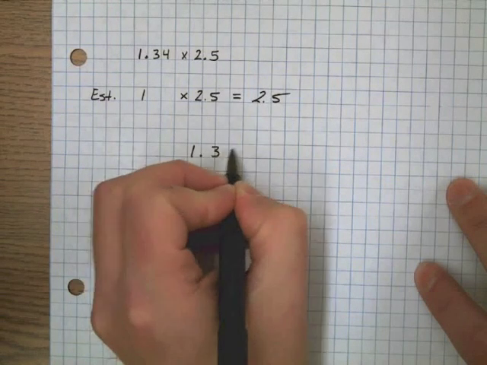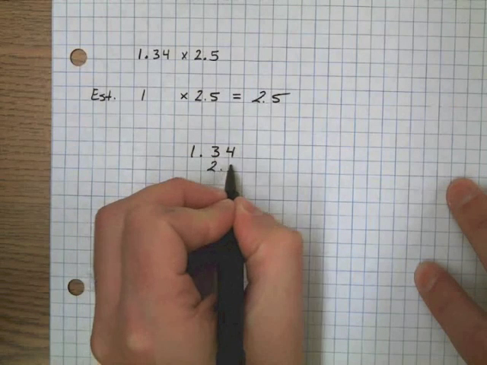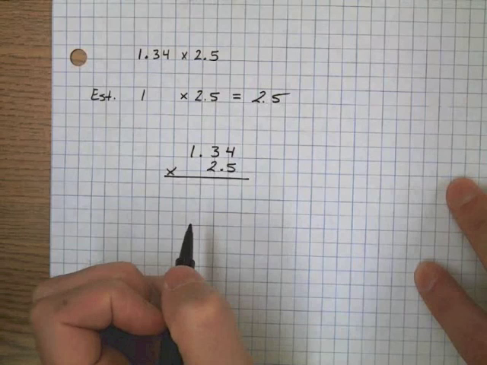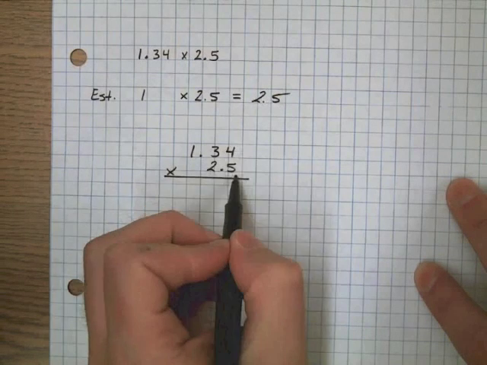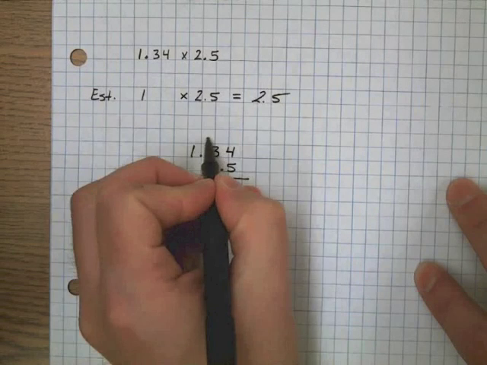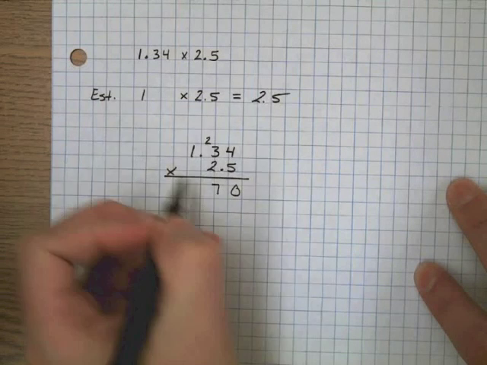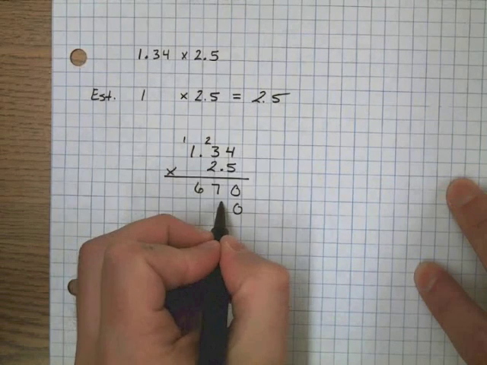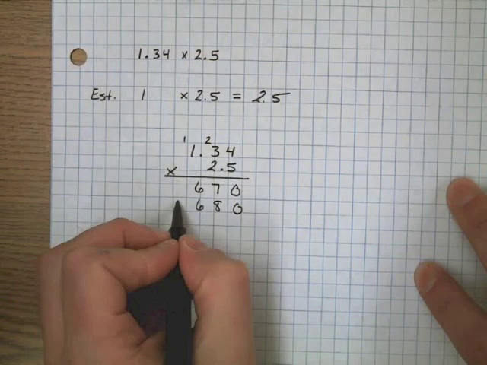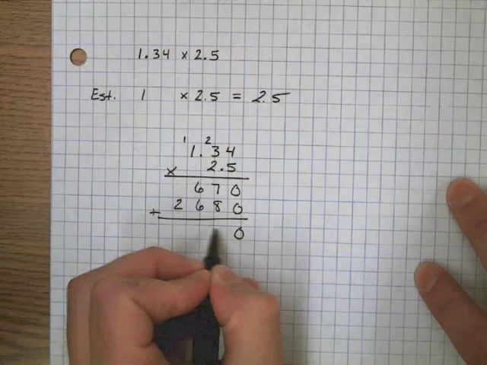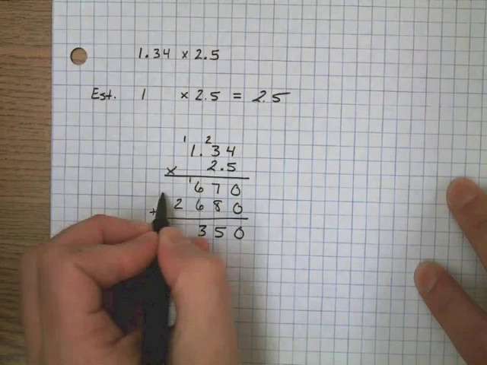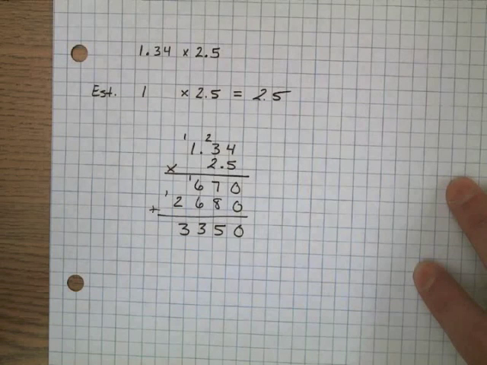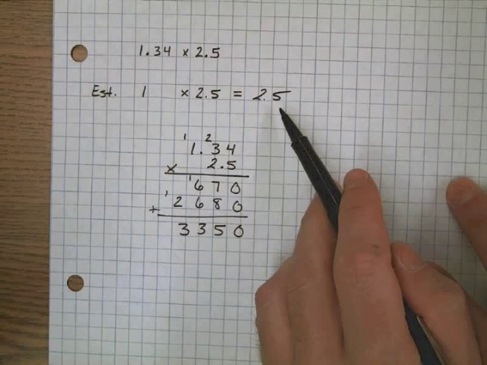1 and 34 hundredths multiplied by 2 and 5/10. Set it up just like I would a whole number multiplication problem. 4 times 5 is 20. 15, 17. 5 times 1 is 5, 6. 0. 2 times 4 is 8. 2 times 3 is 6. And 2 times 1 is 2. Add those up. 3,350. Wait. It's a long way from 2 and 5/10.